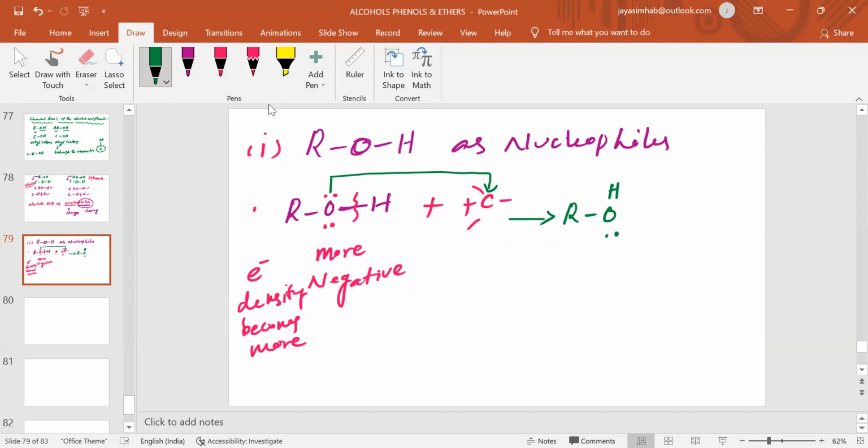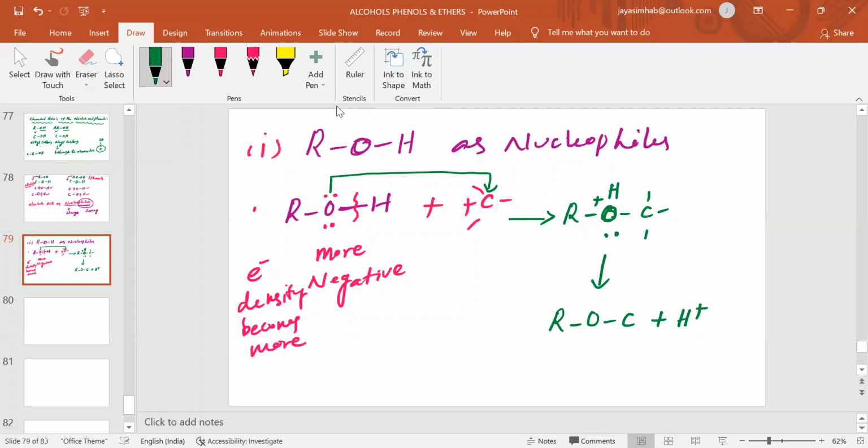So I am writing the intermediate form for showing the lone pair of electrons. This is the intermediate form, I can say. So finally, what will happen? From the intermediate state, what will happen? RO⁻ plus H⁺. So why H⁺? Already I told you this bond will break.